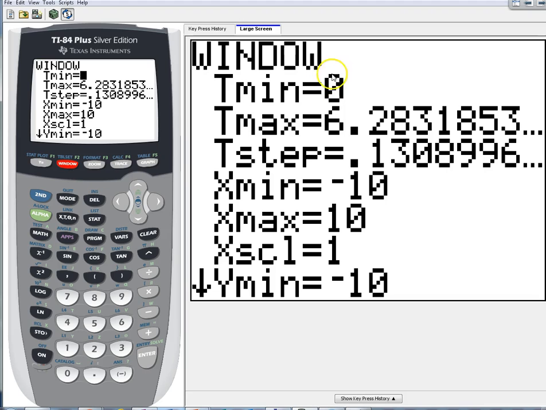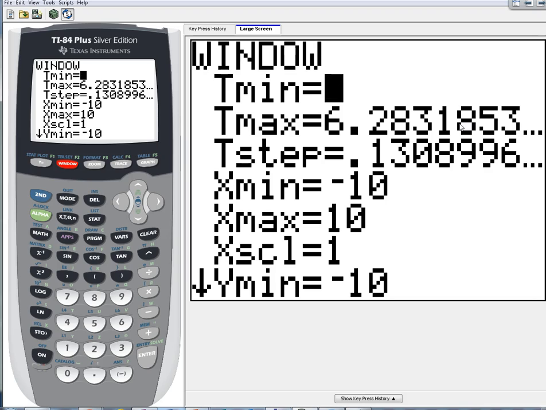And here I have my t min and my t max. And look, it's set for 0 and 2 pi. I don't want 0 and 2 pi. The reason why it chooses this is because a lot of times parametric equations go on a circle. And so which is why it chooses 0 to 2 pi.